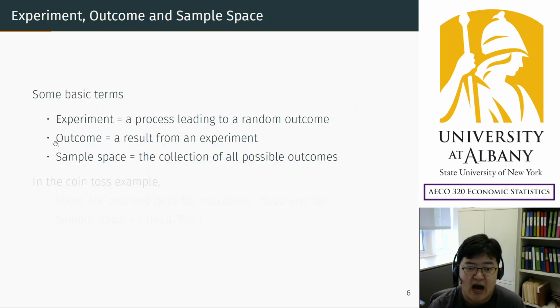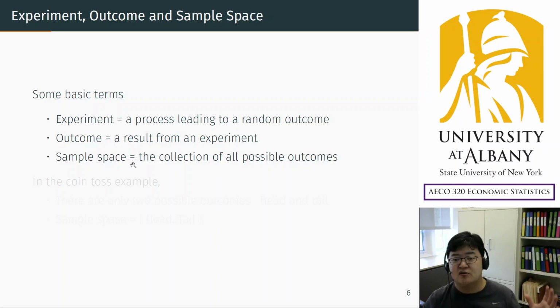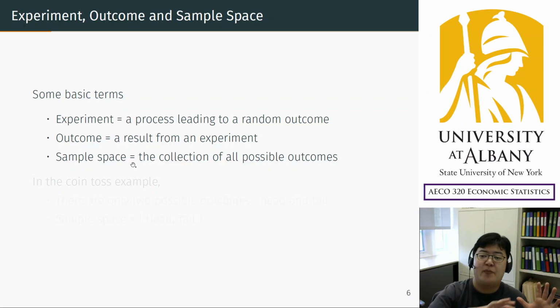And second, outcome. Outcome is literally an outcome, right? It's a result from an experiment. And sample space may be a new term. This is the space. It's a collection of all possible outcomes, right?